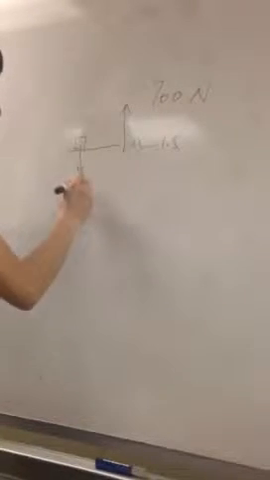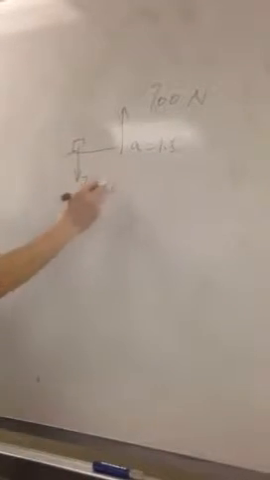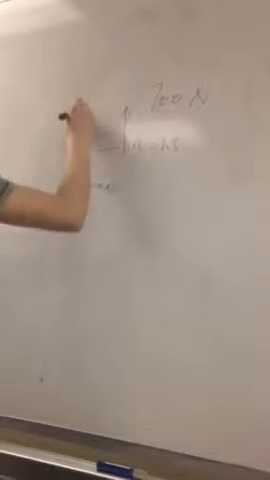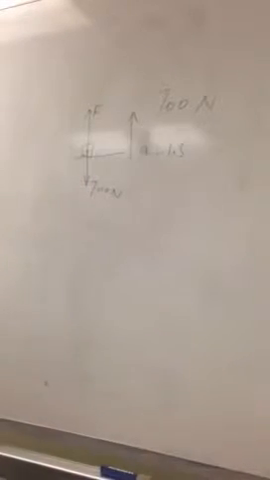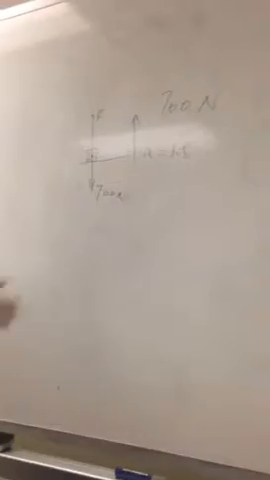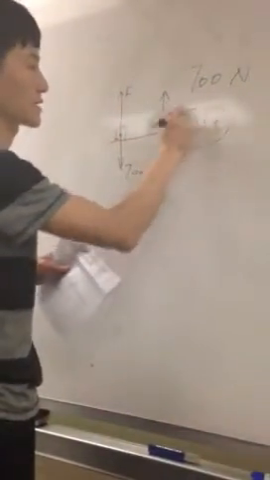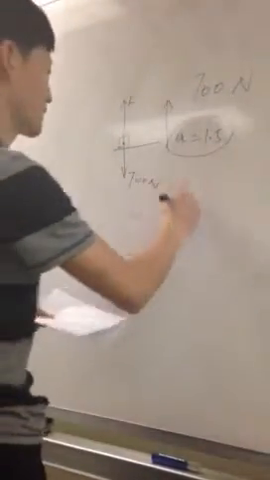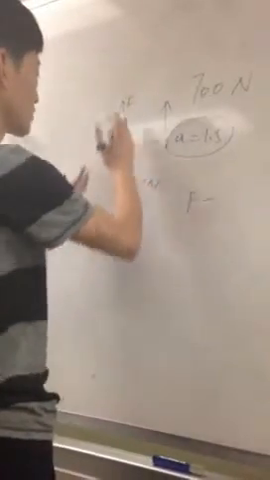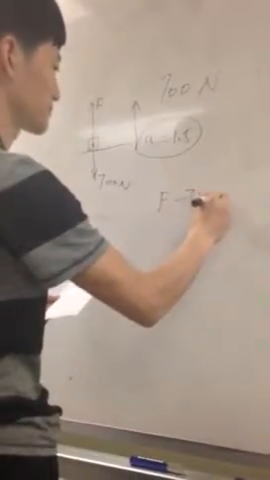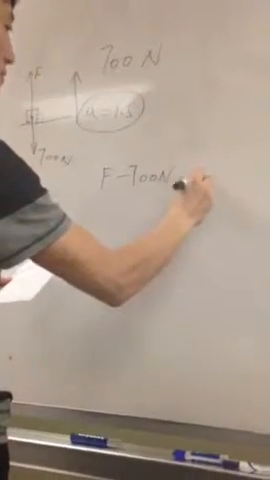Gravity, 700 Newton, right? And then support from the elevator, pushing this person upward. And this person, along with the elevator, will have an acceleration of 1.5. Okay. So again, F is the total force, right?